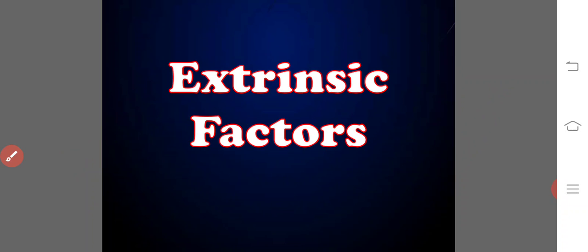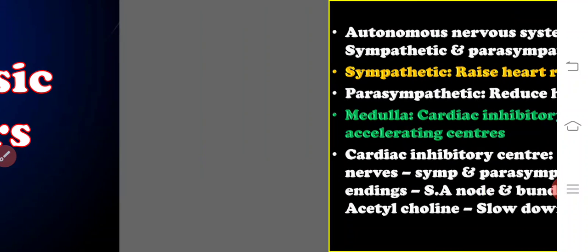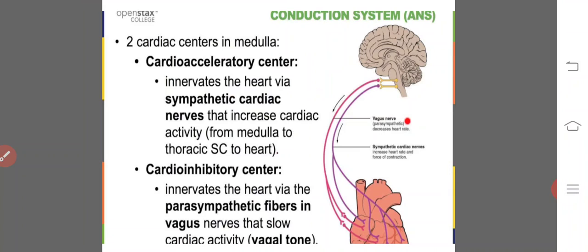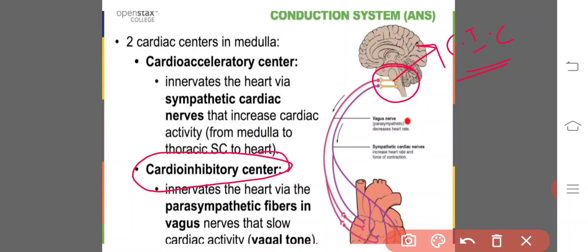In the medulla of the brain, there are certain regulatory centers which regulate the heart rate. We have two regulatory centers. The upper one is the cardiac inhibitory center, and the second one is the cardiac acceleratory center.